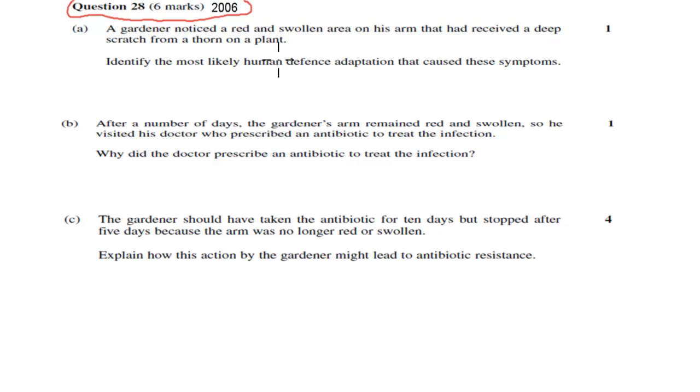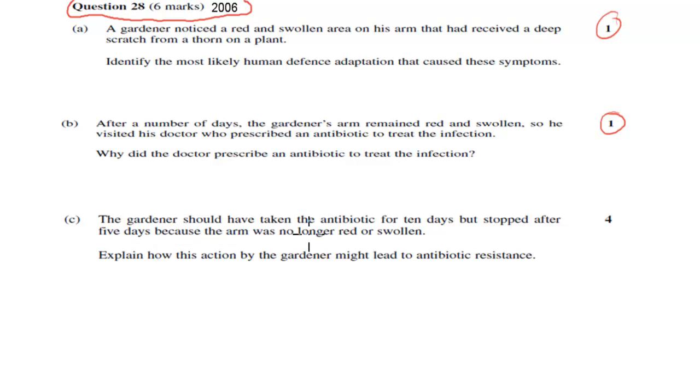The question itself, A, says a gardener notes a red and swollen area on his arm that had received a deep scratch from a thorn on a plant. Identify the most likely human defense adaptation that caused these symptoms. That's worth 1 mark. After a number of days, the gardener's arm remained red and swollen, so he visited his doctors who prescribed an antibiotics to treat the infection. Why did the doctor prescribe an antibiotics to treat this infection? That's worth 1 mark as well.